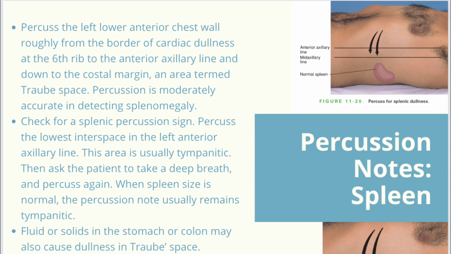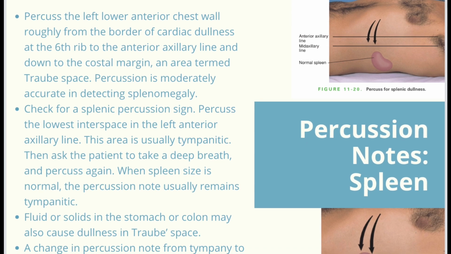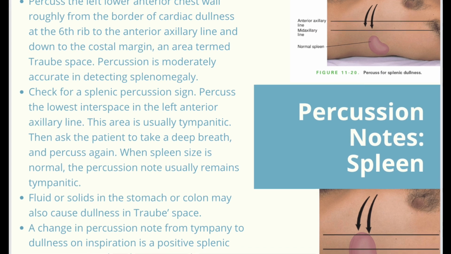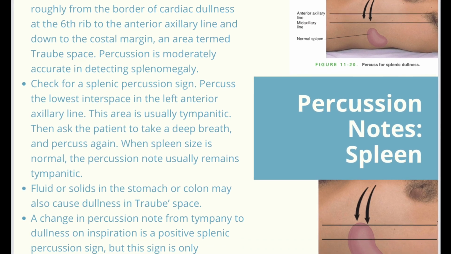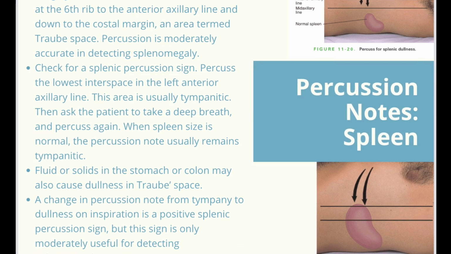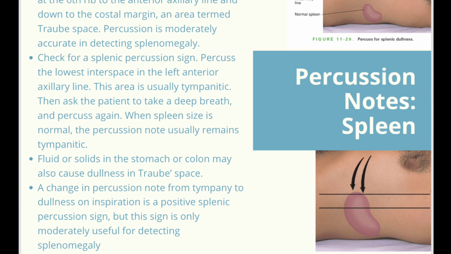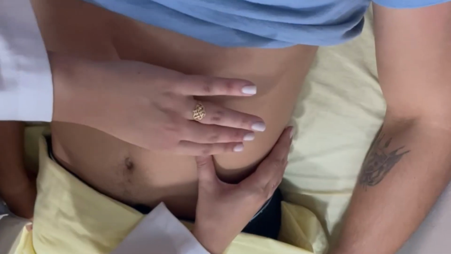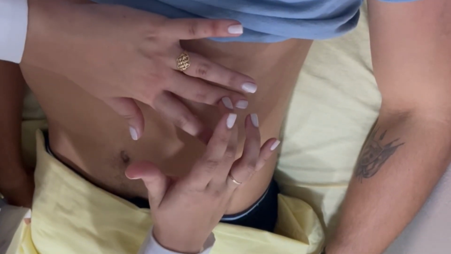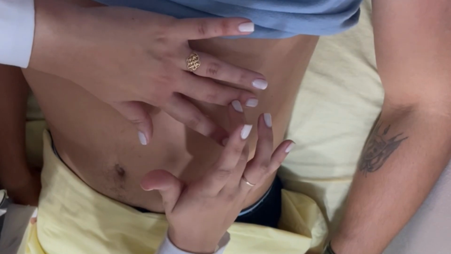When percussing the spleen, it's important to percuss the most inferior interspace on the left anterior axillary line, at a point called Castell's point. This is usually tympanic. You should ask the patient to take a deep breath, and if it remains tympanic on inspiration, the spleen percussion sign is negative. Take a deep breath. Breathe out.